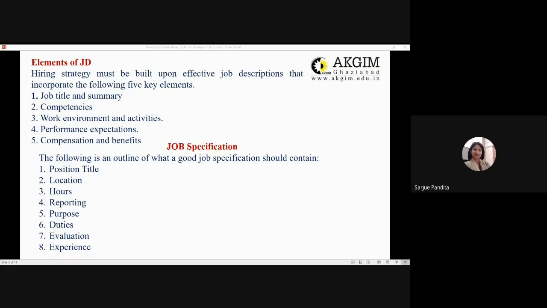The purpose of the job is how this job is relevant to the overall organization's performance. That means how that job is contributing to the achievement of overall organizational goals and objectives. That should be very clearly defined. Duties: a general overview of what the main duties of the post holder will be. That means the tasks involved in that particular job, which comprises different tasks, have to be very clearly specified.